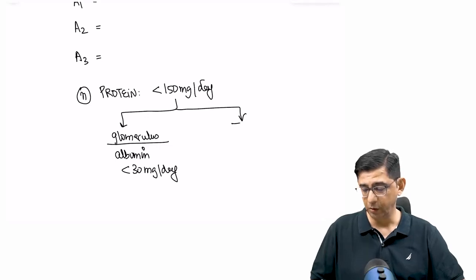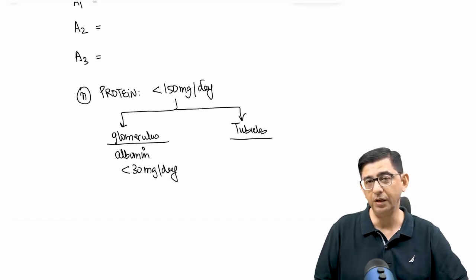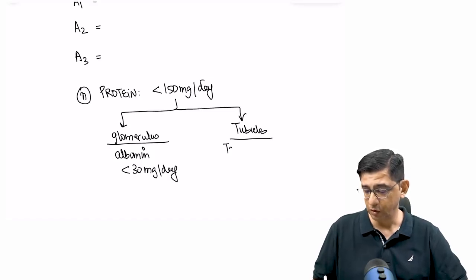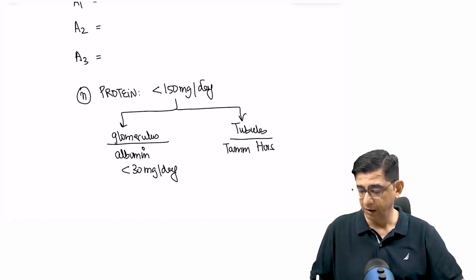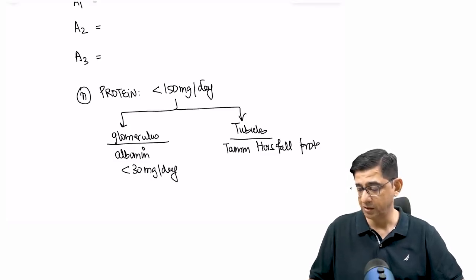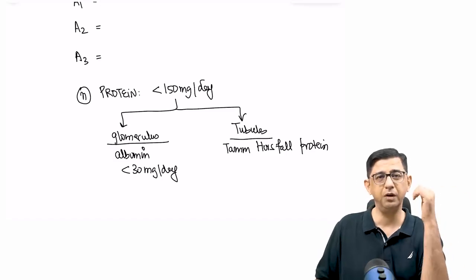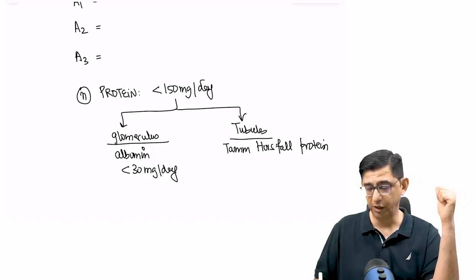In contrast, some of the proteins can be coming from the tubules. This protein that is coming from the tubules is also mentioned in the book as Tamm-Horsfall protein. This Tamm-Horsfall protein is the one which is responsible for formation of casts. In the urine of a normal person, we have hyaline casts. That hyaline cast is composed of Tamm-Horsfall protein. That would be the remaining 120 milligrams per day.